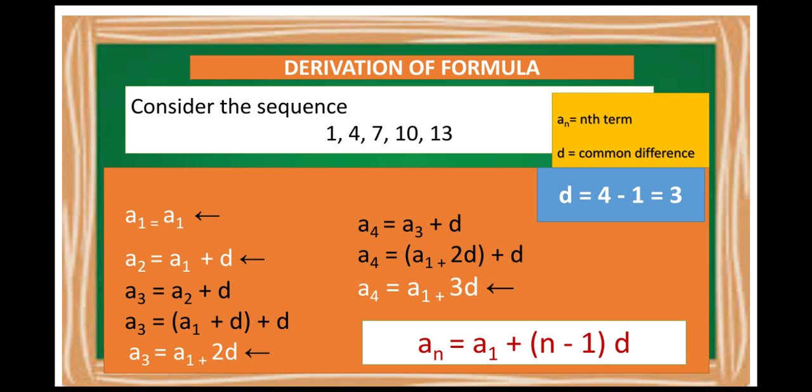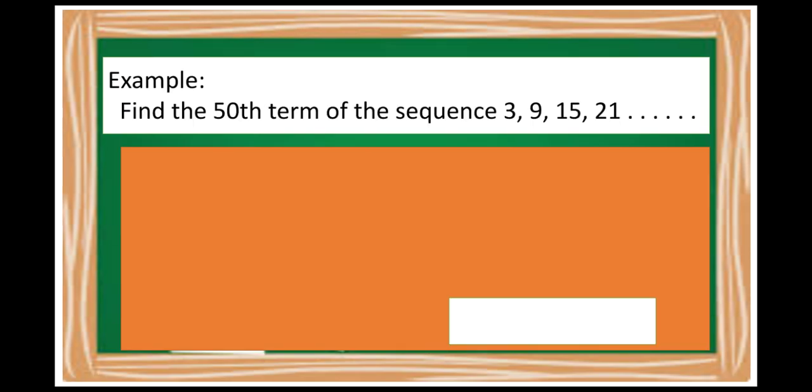Alright, so this is the formula for finding a certain term in your arithmetic sequence. For example, find the 50th term of the sequence 3, 9, 15, 21, and so on. Solution: as we can see, the first term a sub 1 is 3, and as you look for the 50th term, your n is equal to 50. For the common difference, we subtract the first term 3 from the second term 9, so the common difference is 6.